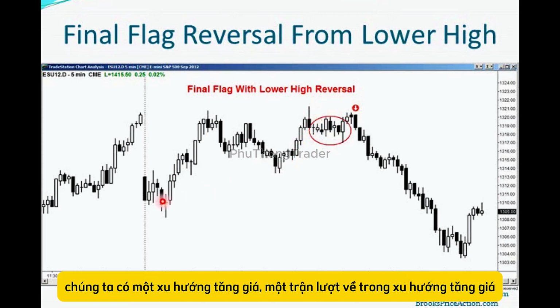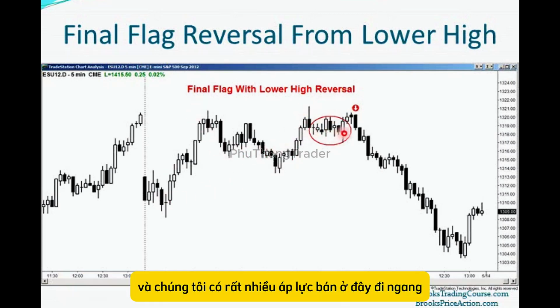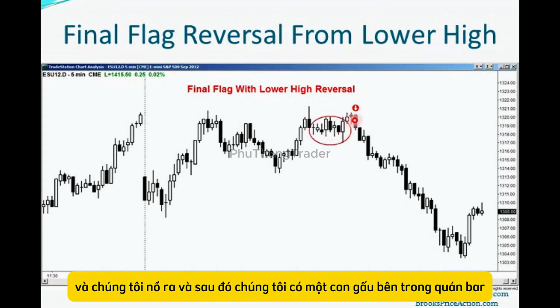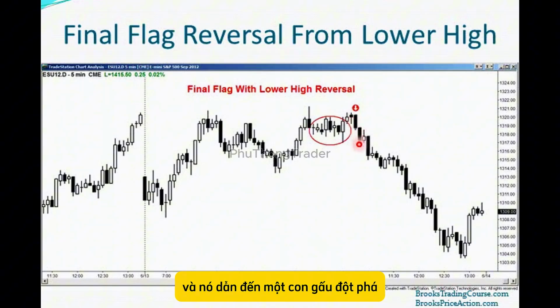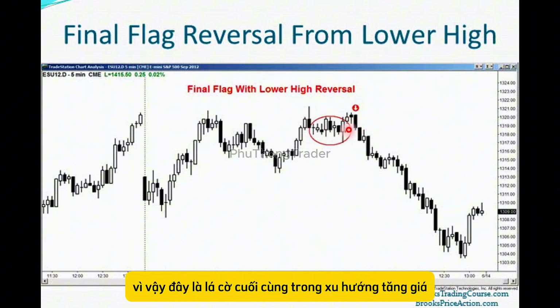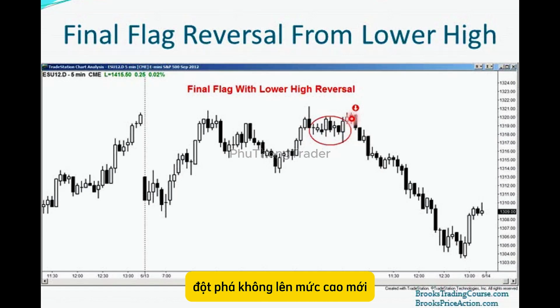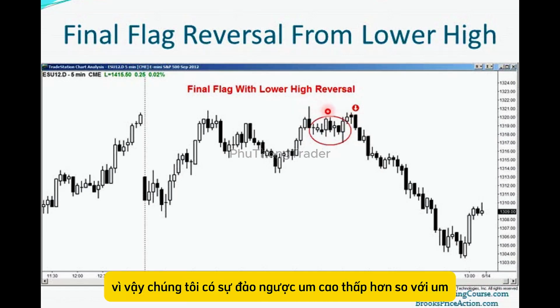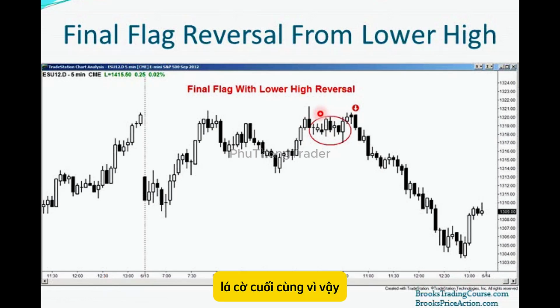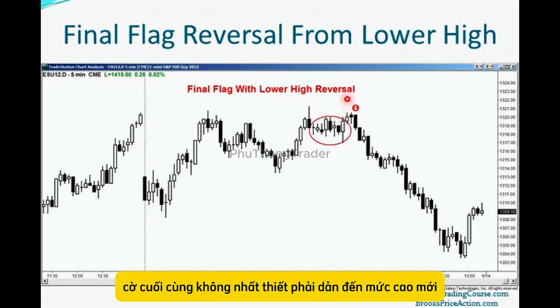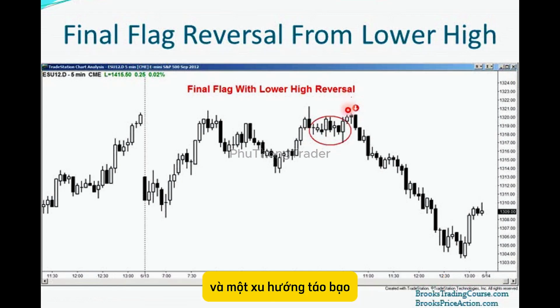So for example, we have a bull trend, a second leg up in the bull trend, and we have a lot of selling pressure in here sideways, and we broke out, and then we had a bear inside bar, and it led to a bear breakout. So this was the final flag in the bull trend. The breakout did not go to a new high, so we have a lower high reversal from the final flag. So final flag breakouts do not have to lead to a new high in a bull trend.